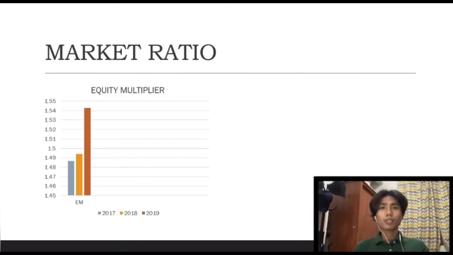The last one is the equity multiplier. The equity multiplier is a risk indicator that measures the portion of the company's assets that is financed by stockholder equity rather than by debt. This shows that the Hang Seng equity multiplier is increasing year by year. It indicates the company is using more debt to finance its assets each year.